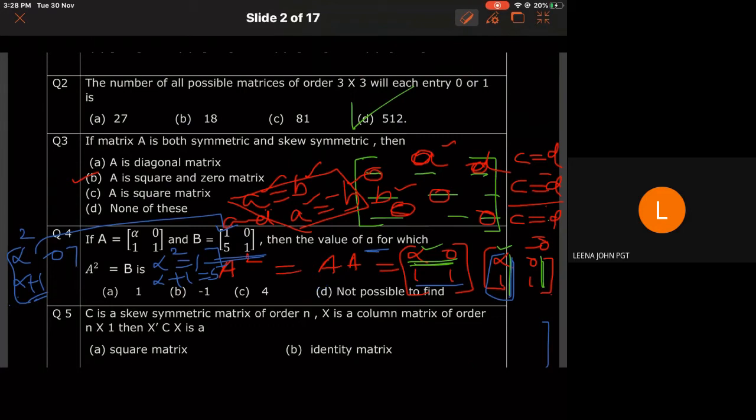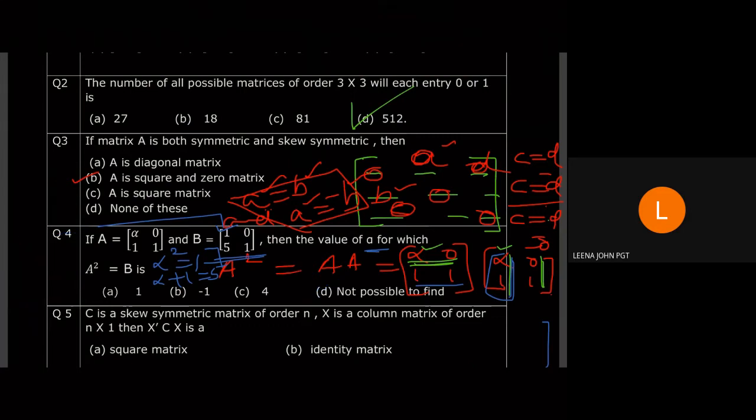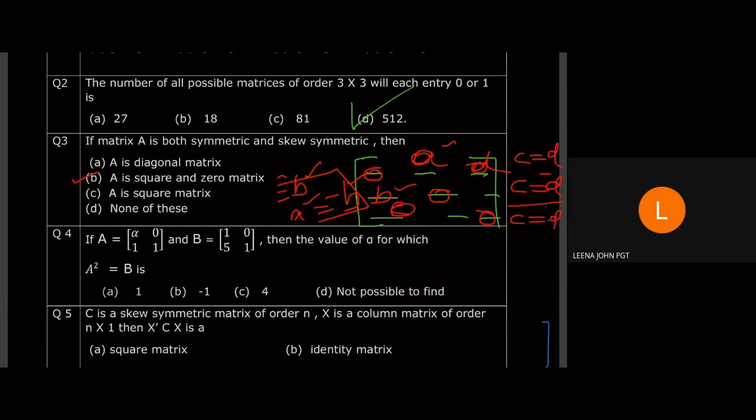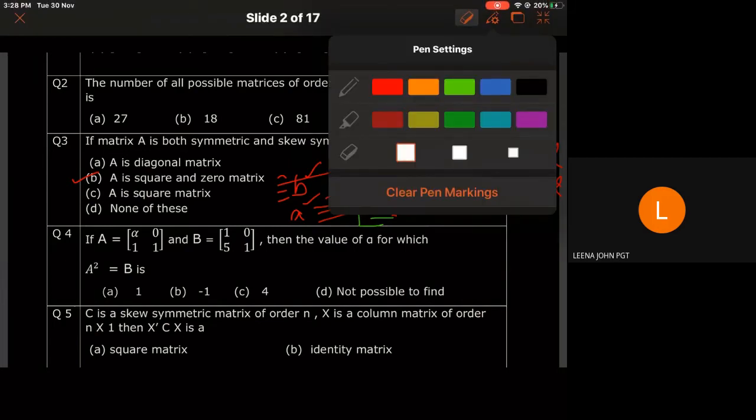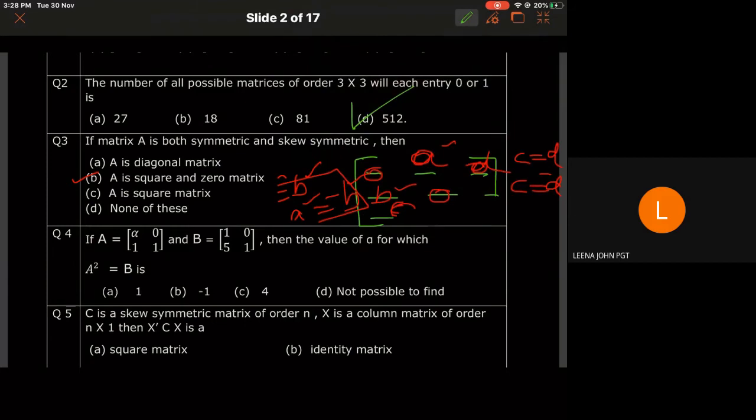So now, what is it? C is a skew symmetric matrix of order n. X is a column matrix of order n by 1. So x dash means it is a transpose. So the order of x dash, x is a column matrix of order n by 1, means x dash का order क्या आएगा? 1 by n. And C is a symmetric matrix. That means it is a square matrix.